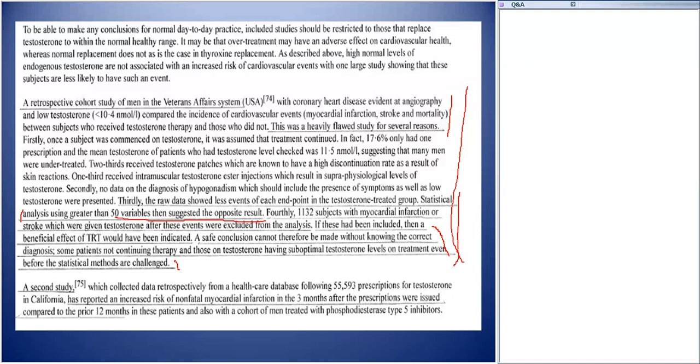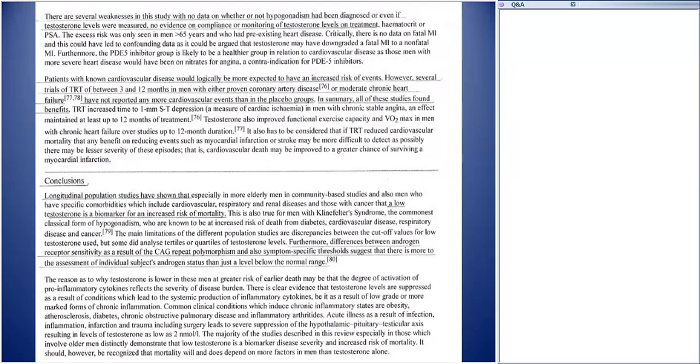The second study, of course, was in patients that received prescriptions, and there was an increase in risk of non-fatal MI 3 months after the prescription was issued. We don't know what those levels were. We don't even know if the patients took the testosterone or not. And there's many weaknesses in this study, with no data on whether or not hypogonadism had even been diagnosed or if the testosterone levels were measured.